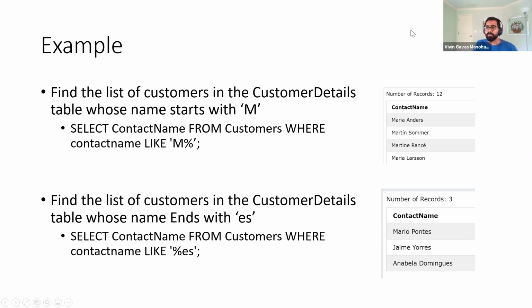In that case, what you could do is use a function called upper or lower around this contact name. So you could say lower bracket contact name. Basically what it does is it changes every entry in the contact name column to lowercase, and then you can just put lowercase m here. So it just makes sure that every single entry has the same case.